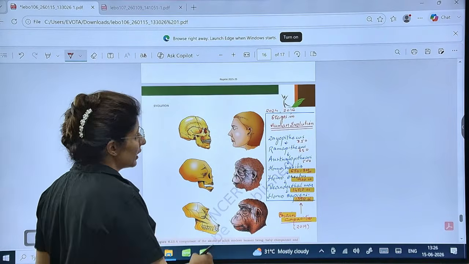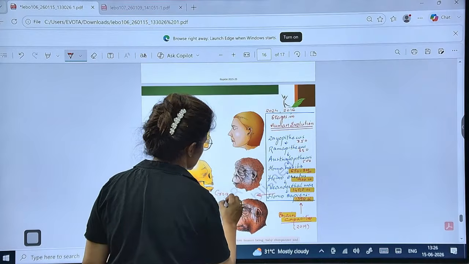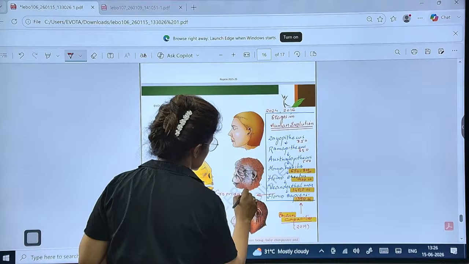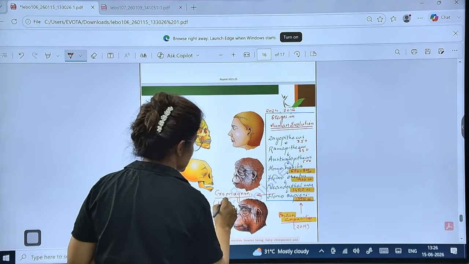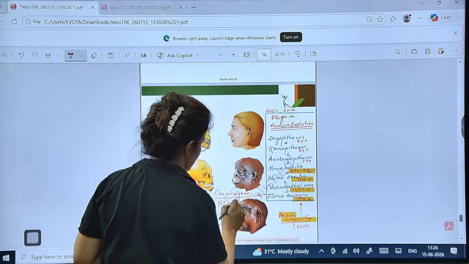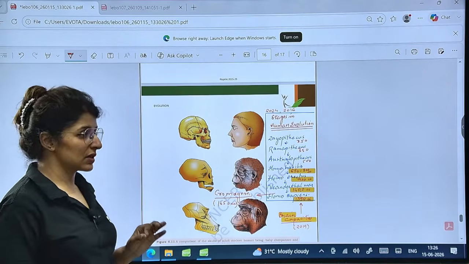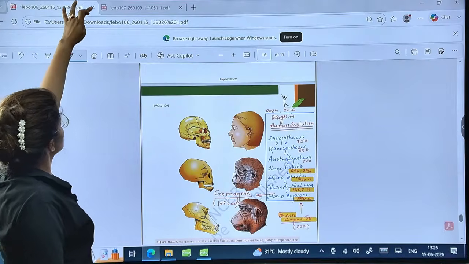But in between Neanderthal and Homo sapiens actually came the most intelligent, that was Cro-Magnon, who had the highest brain capacity, which was around 1650 cc. This was the most intelligent of all, Homo sapiens fossilis, the immediate ancestors of humans. Is that clear? So guys, this was evolution.